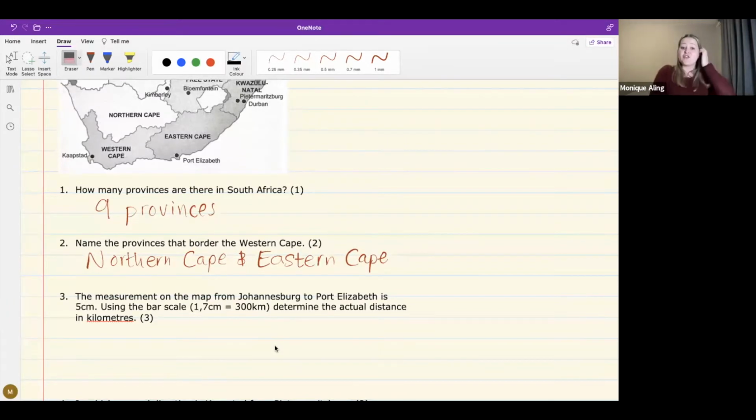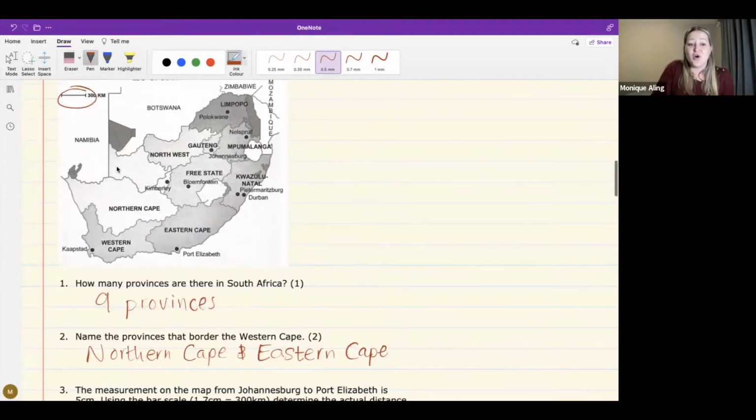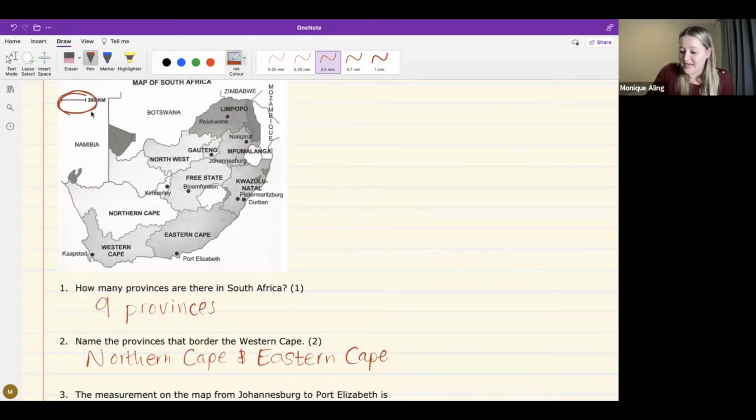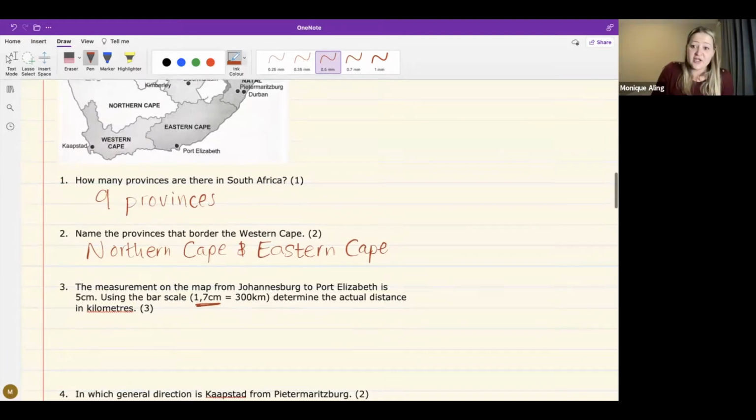Okay, so we touched on bar scale on Monday. So remember, we went through the different steps. The first step would be to take a ruler and measure the bar scale, but obviously you can't do it on the screen. So I have given you that information. I told you that this little section over here equals 1,7 centimeters.